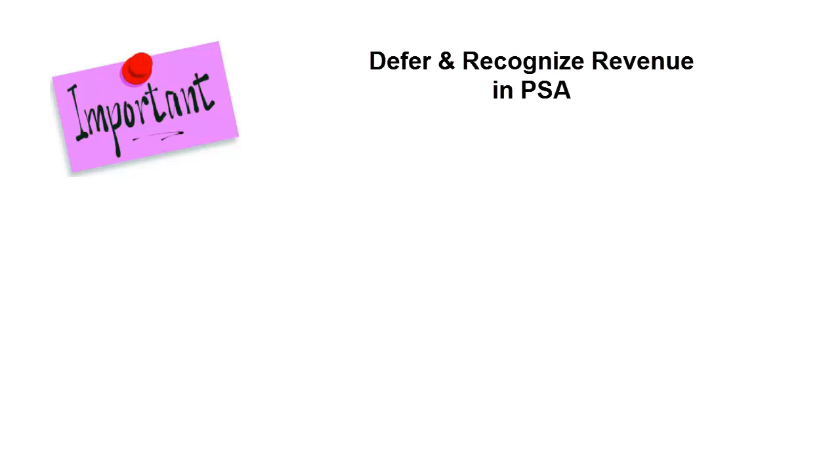There is one more topic that is not totally related to managed services or annuity, but it is something that we wanted to take this time to make sure that everyone understands. And that's how to defer and recognize revenue in PSA. So why is it important that we are deferring and recognizing revenue in PSA and not outside of the system? Here are some of the top reasons.